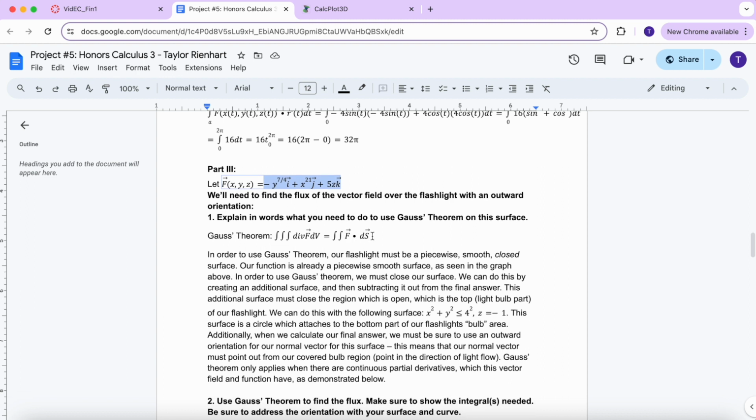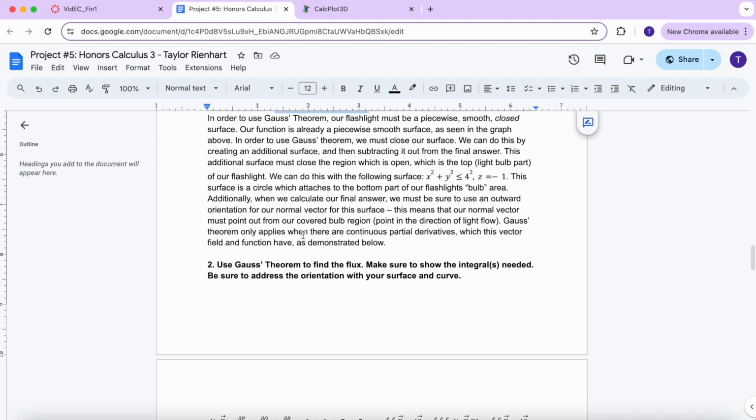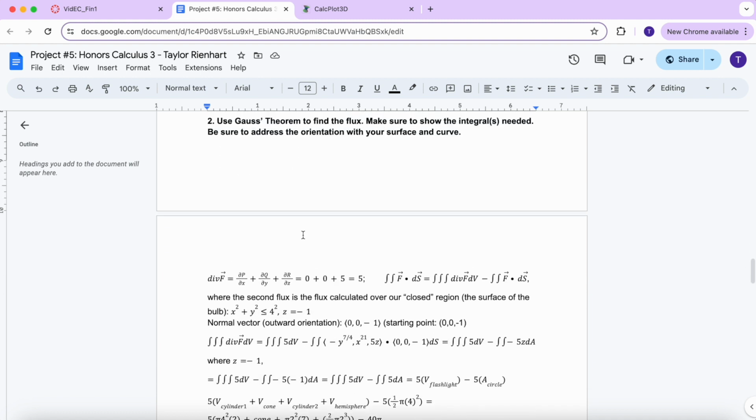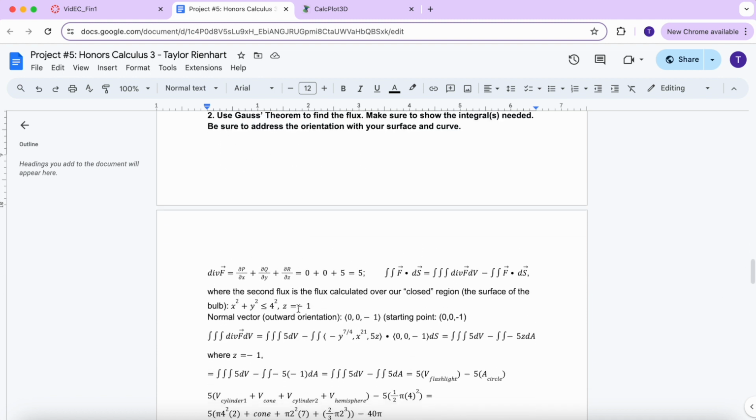Here we have stated Gauss's theorem. Gauss's theorem relates the flux over a surface to the divergence over the volume. This can be an important step in simplifying our problems. So, in order to use Gauss's theorem, we must meet certain requirements. These requirements are that S, our surface, must be a piecewise smooth closed surface that encloses our solid in space.